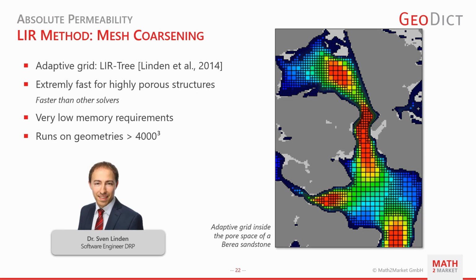The solvers of GeoDict are well known for their performance and accuracy. In this workshop, we will use the LIR solver to compute the fluid flow. This applies an adaptive grid to the structure to enhance and improve the runtime. This reduces memory demands and improves the speed or convergence of the solver. Therefore, this enables us to compute the flow field of very large structures, for example 4000 voxels to the power of 3.